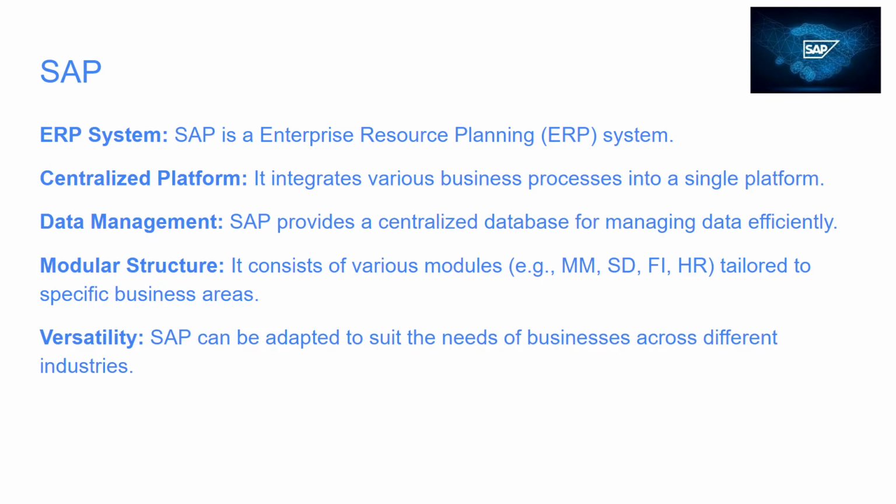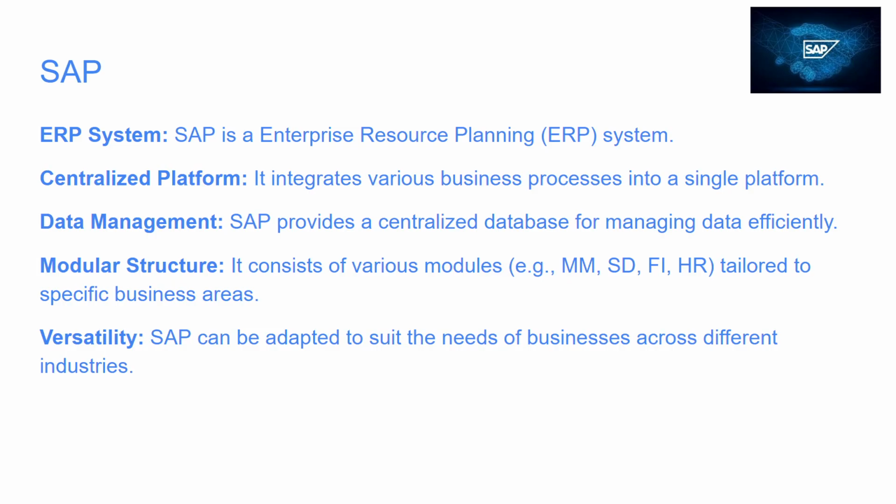The core SAP modules, though, are materials management, sales and distribution, and financial accounting. But there are many more that make up an ERP system, such as HR, human resources, and supply chain and logistics. These modules reflect a given business area.